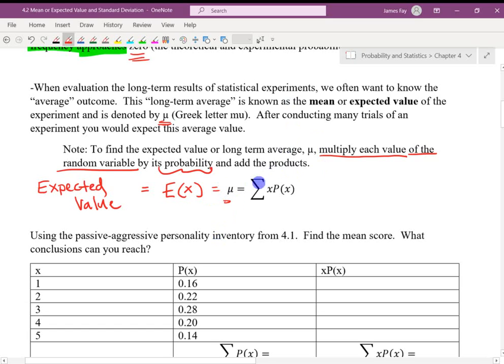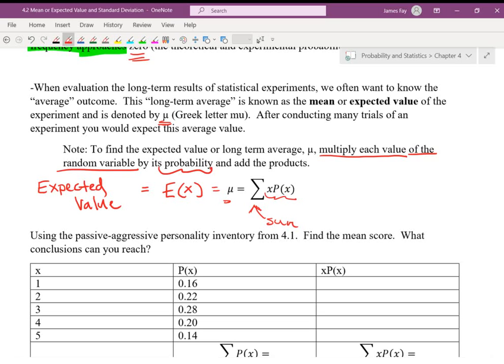And remember what this means. What is that sigma, capital sigma? What does that mean we're going to do? We're going to sum. We're going to add things up. And we're going to add all of our x times p of x. So x, remember, is the value that your random variable can take on. And p of x, then, is the probability of that random variable. So you know how often that occurs.